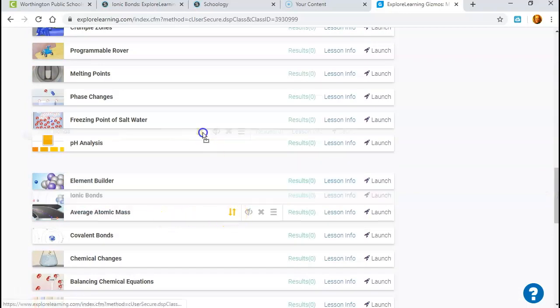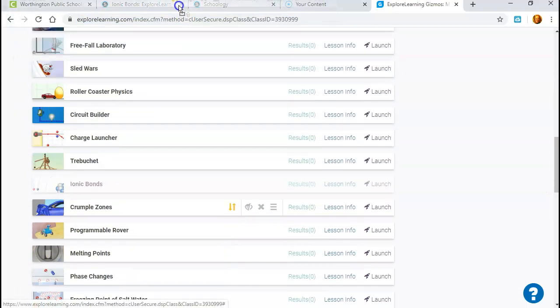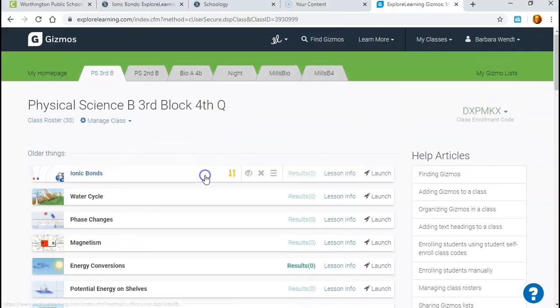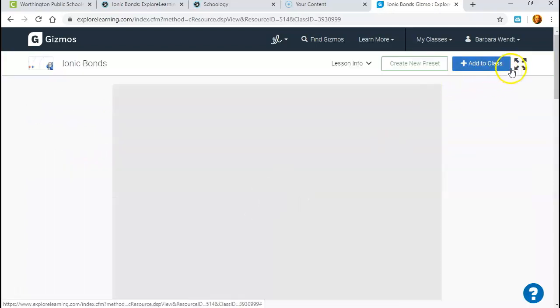Here's Ionic Bonds. I'm going to move this up to the top for us here. So when you log in with all these cool Gizmos, Ionic Bonds should be at the top now for you. I'm going to launch this, and you should do the same.